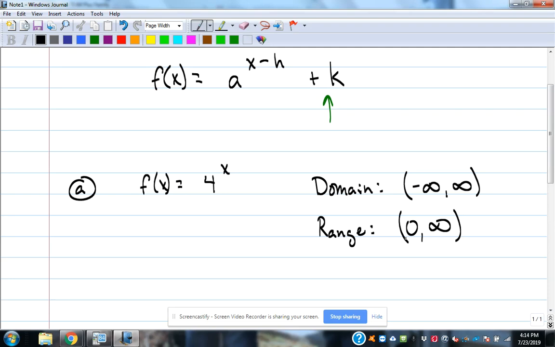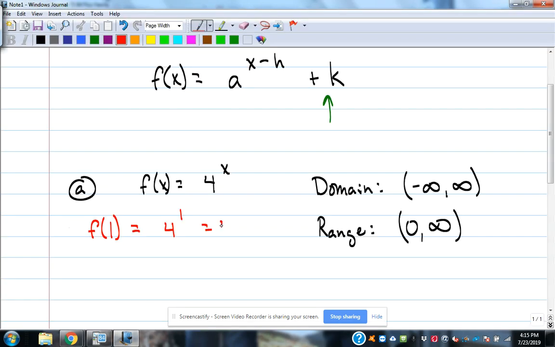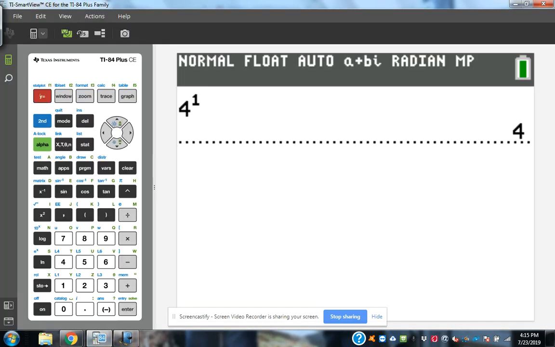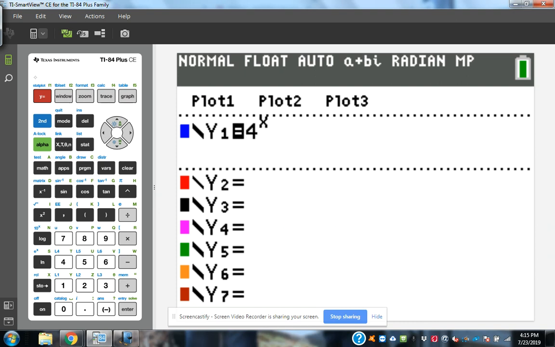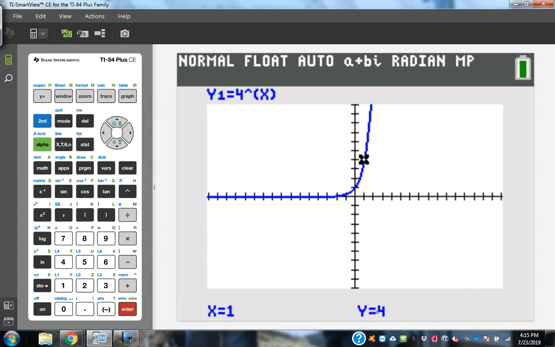If we were asked to find some function values for this particular function, let's say we were asked to find f of 1, that just means put a 1 as the exponent. There are a couple of different ways to do that with the calculator. One way is to just type in 4 raised to the first power. We know that answer is 4. Or if you've got the equation in your y equals menu, you can actually hit trace and then type in the x value you want to plug in. So if we plugged in a 1, hit enter, it gives me back that y value that I'm looking for.